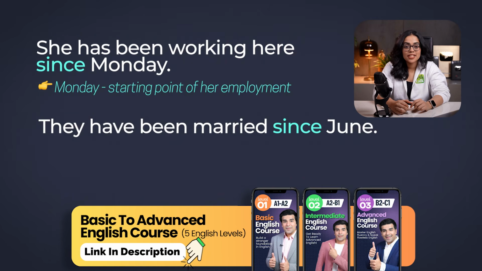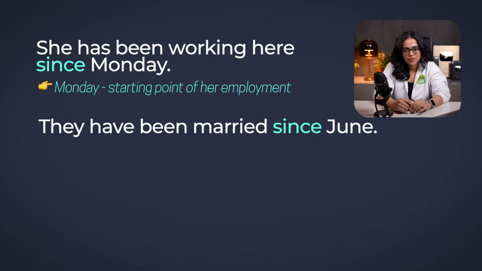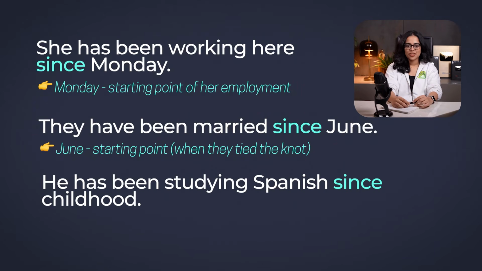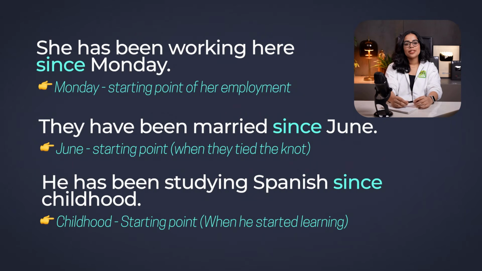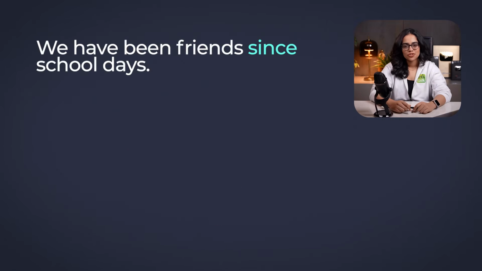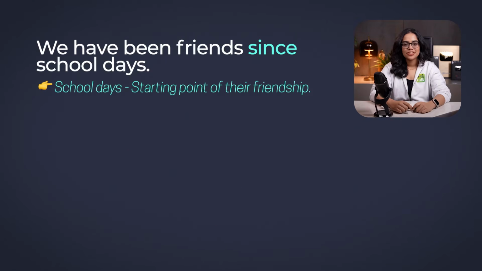They have been married since June. So June is the month when they got married, and since then they are married. He has been studying Spanish since childhood. So childhood is the starting point when he started learning Spanish. We have been friends since school days. So school days is the starting point. We are friends from our school days until now.